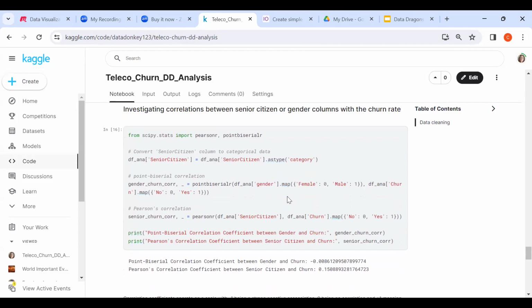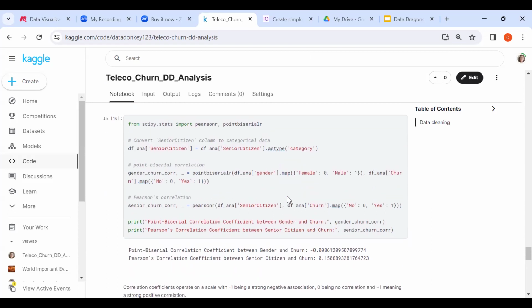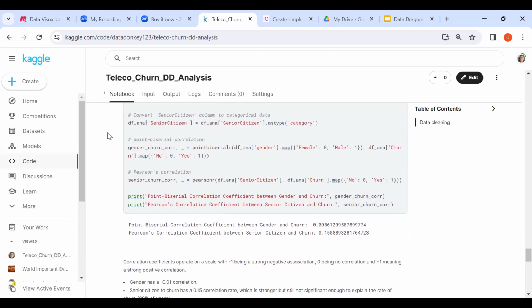And then as a last thing, I was looking at the correlation between the senior citizen or gender columns with churn rate. I had to do some research on how to do this, but from the scipy.stats module, you import Pearson R and point biserial R, and I'll explain what those two formulas are. Essentially, the first thing you have to do is, senior citizen says yes or no, so you have to put it as type category, or it was 0 or 1, and then you have to map it. For gender, you also have to map female and male to either 0 or 1. And the same with churn rate.